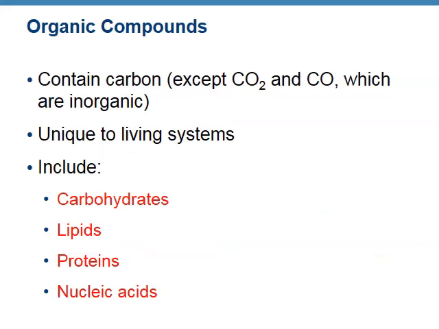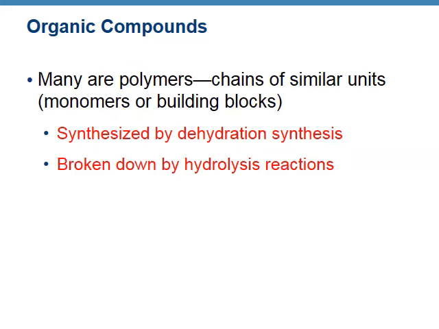Now we get to move on to organic compounds. So remember, organic compounds are anything that contain carbon. Usually we're also going to see some hydrogen, and there are a few exceptions. So carbon dioxide is not an organic compound, neither is carbon monoxide. These are unique to living systems, and then these are the four categories that we're going to talk about. So lipids are the same thing as fats. We're going to go through each one of these in a little bit more detail.